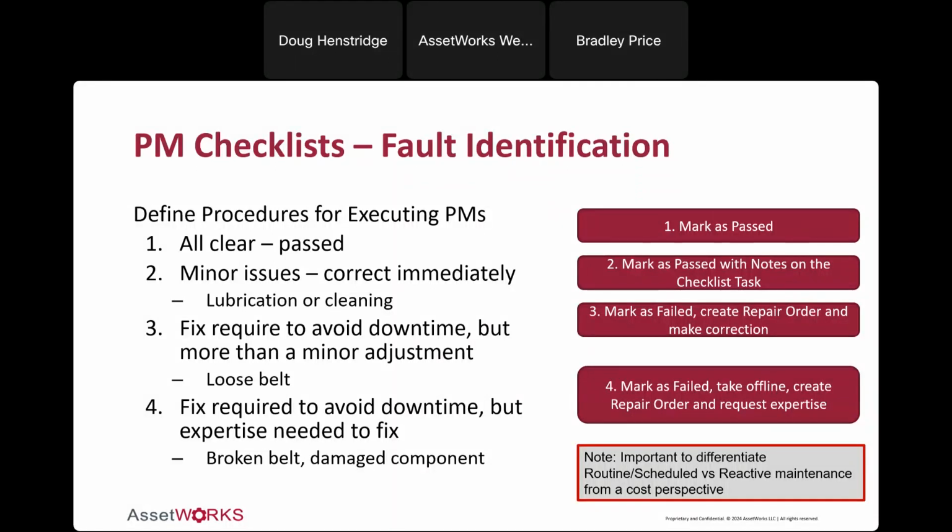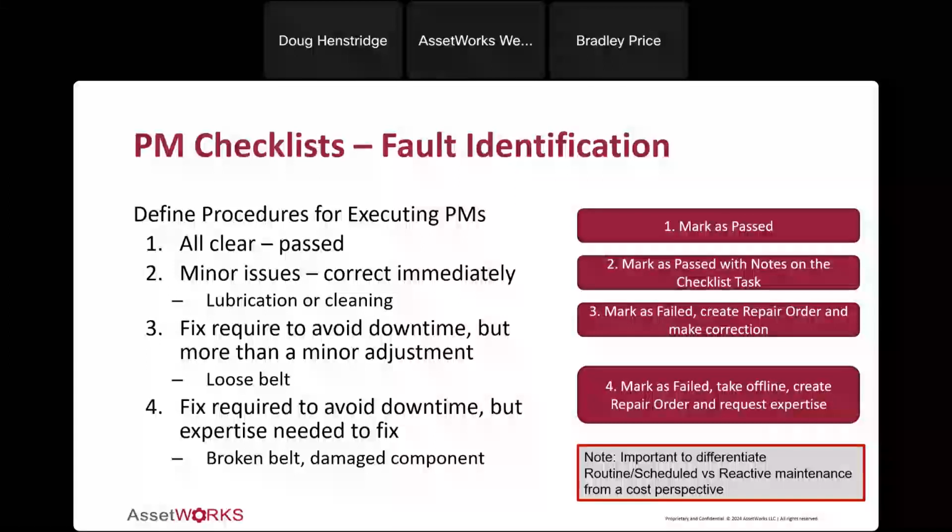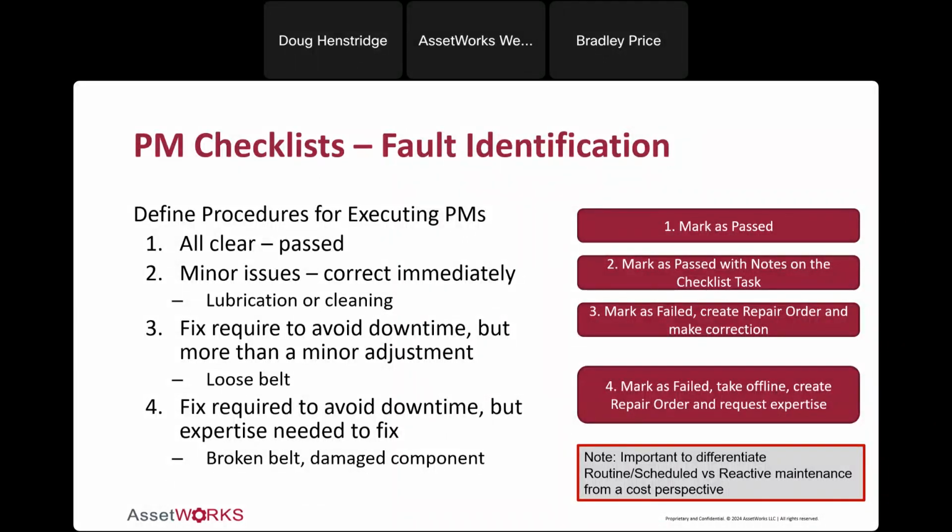So it's reportable. If it fails, what's the procedure for a failing? Do you want to do a fix immediately to avoid downtime? Do you go about scheduling a repair later? Is it something that requires more expertise than the person doing the inspection has? That means, do they need to mark it off as failed, take it offline, create a repair order or corrective maintenance action and come back and fix it? Do you need to bring a vendor in to do that work? It's important to have this procedure in place and have clear instruction and guidance on when to do certain things and how to document them, right?